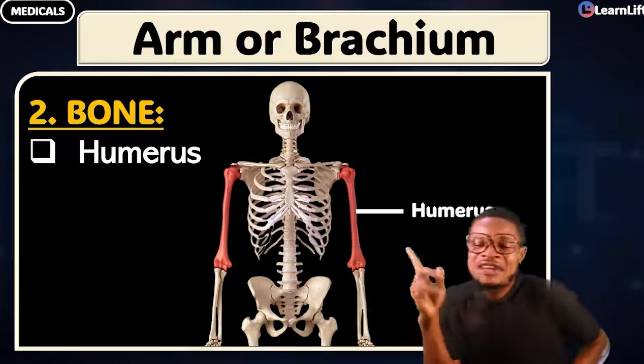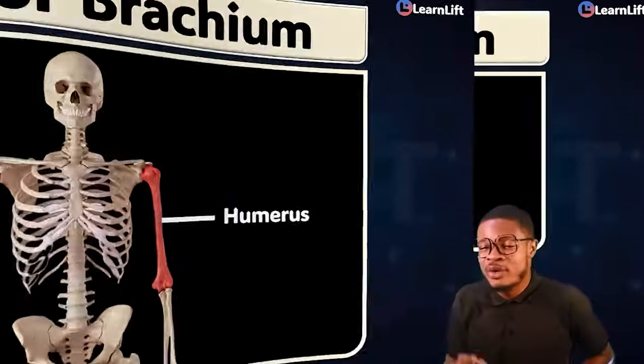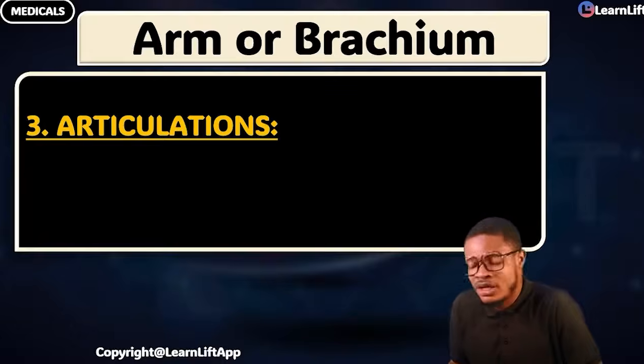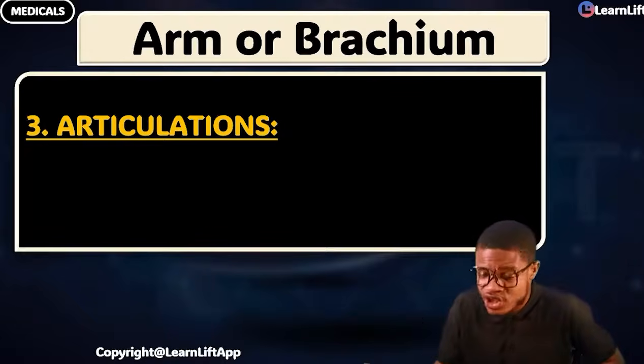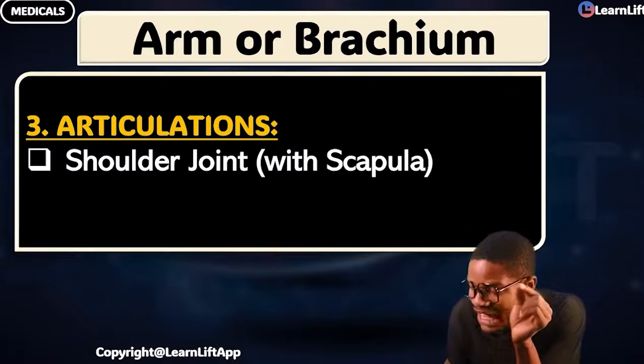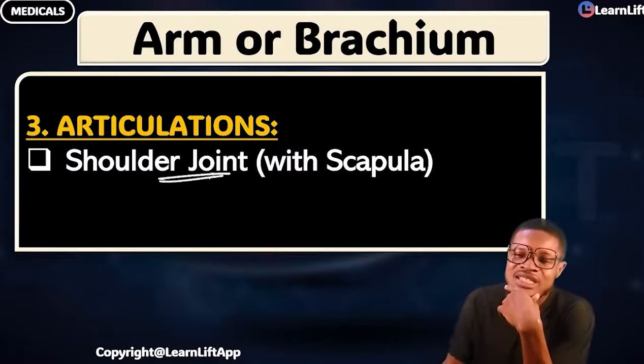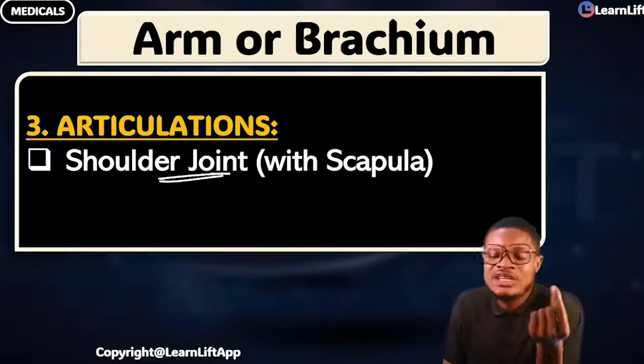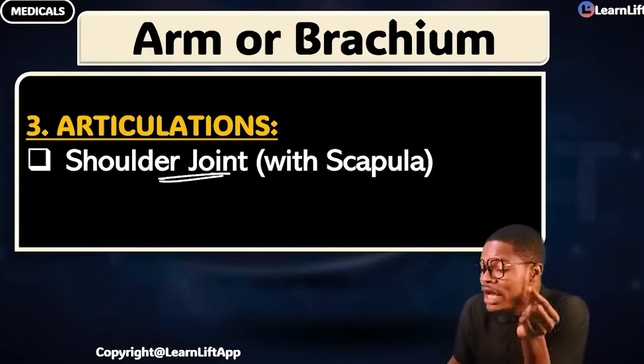No stress. Another thing about the arm or the brachium you should know very quickly is the articulations. By articulations, we're talking about what? The joints there. How many joints do we have? There are two of them. Number one is called the shoulder joint. What is it called? Shoulder joint. In other words, how is the shoulder joint formed?